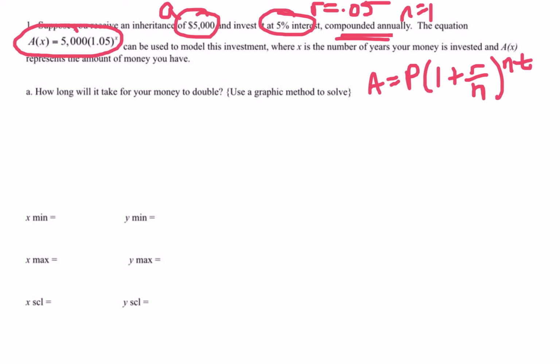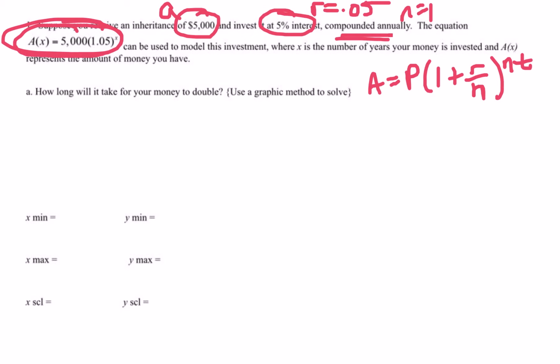N is 1, so basically you don't see that in your formula the way it is. So this is just where this formula comes from. They replace P with 5,000, they put R in for 0.05, they divide it by 1, and you will obtain this if you wanted to find it on your own.